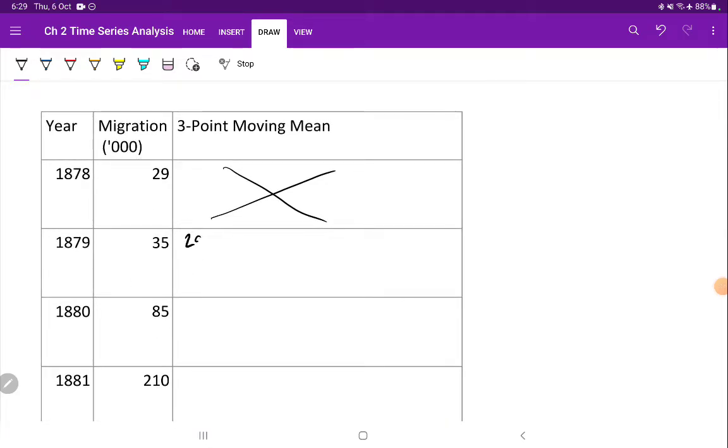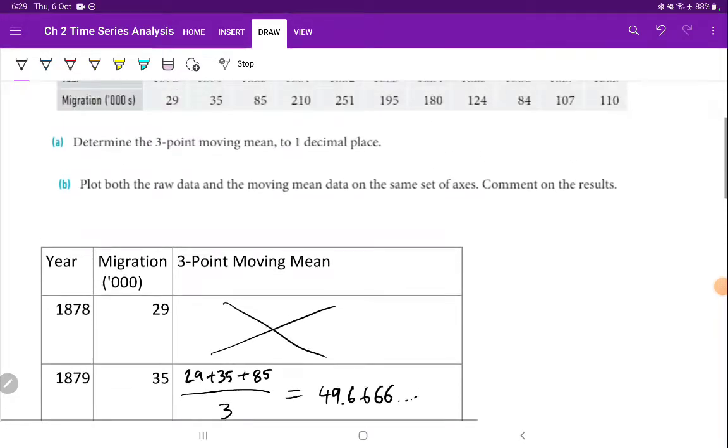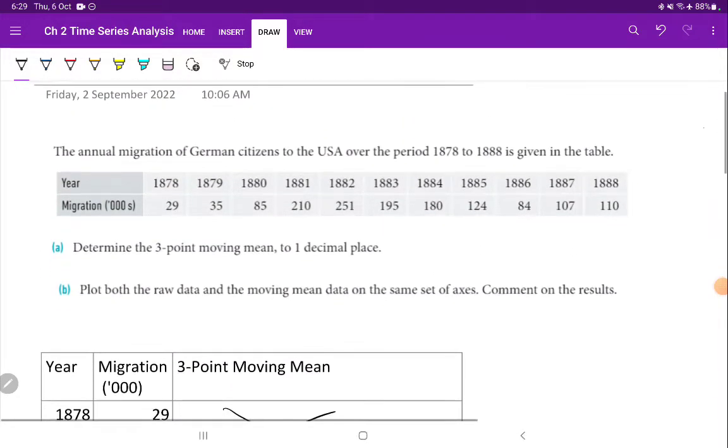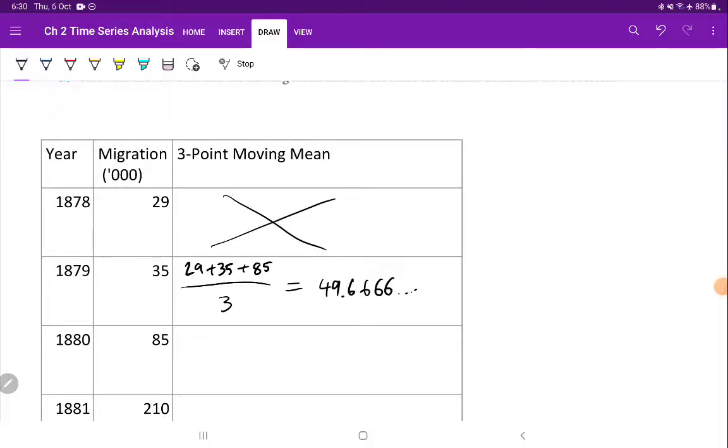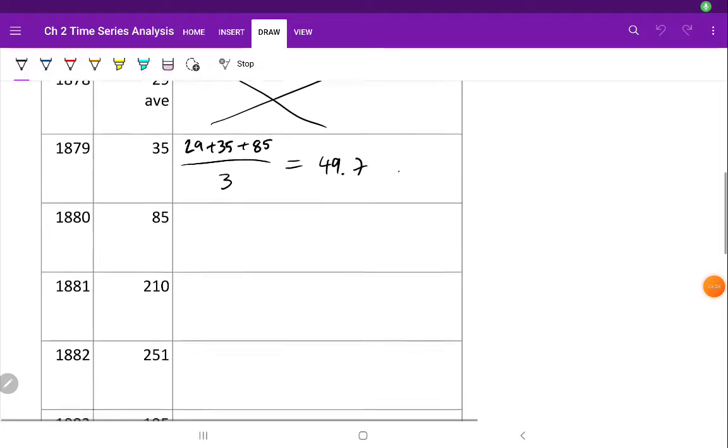It's going to be 29 plus 35 plus 85 divided by 3, which is going to be equal to, now we ran into a first problem, 49.6666 ... and there's 7 at the end, but not really. Fortunately, it does tell us to round to 1 decimal place. So let's get rid of all of those 6's and round it up to 7. Alrighty, so now let's repeat it with the next one.